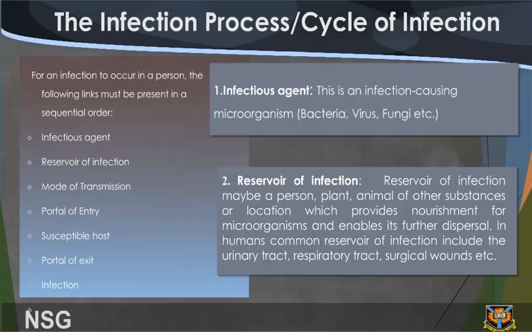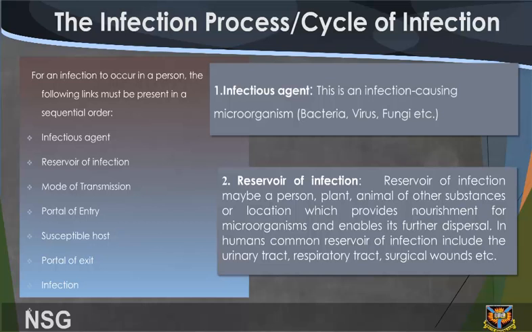The infection process or cycle of infection. For an infection to occur in a person, the following links must be present in a sequential order: infectious agent, reservoir of infection, mode of transmission, portal of entry, susceptible host, portal of exit, infection. 1. Infectious agent. This is an infection-causing microorganism: bacteria, virus, fungi, etc.